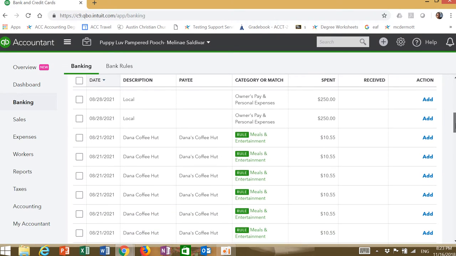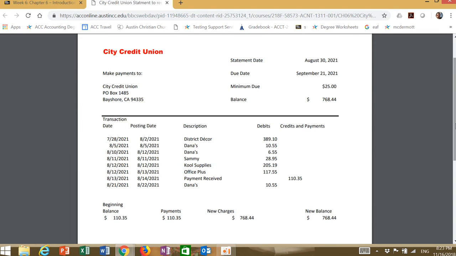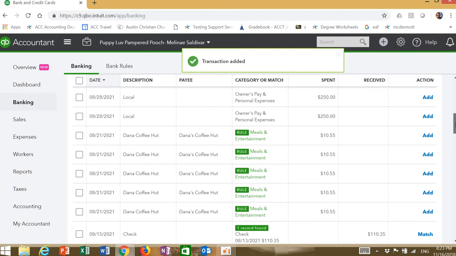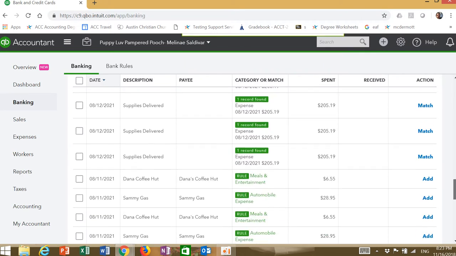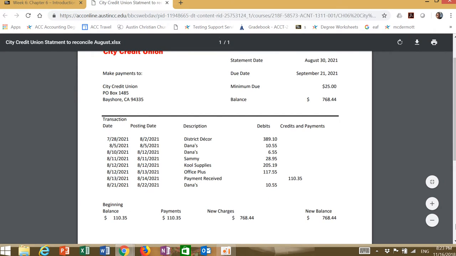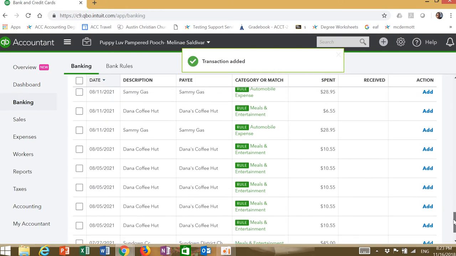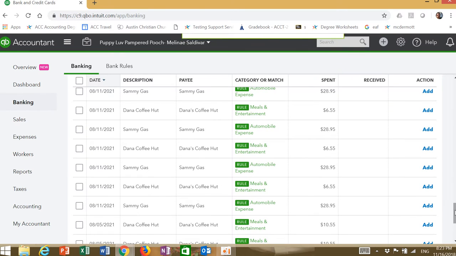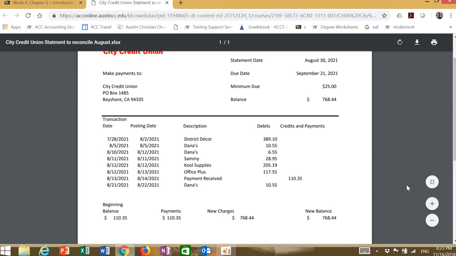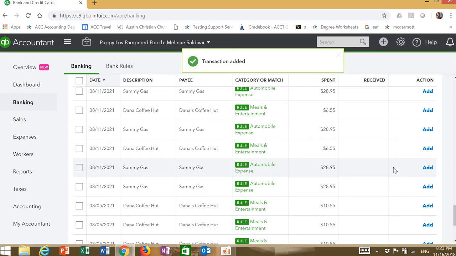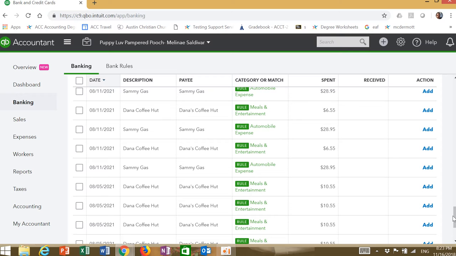So I'm basically just going to add a couple of those. I'm going to add the one on the 21st. That looks like it's from a credit card. I'll add the one close to the beginning of the month, around the 5th, and we'll go ahead and add the one for 6.55 on the 11th. And we'll add this Sammy Gas from the 11th. I believe that'll take your difference to 0.